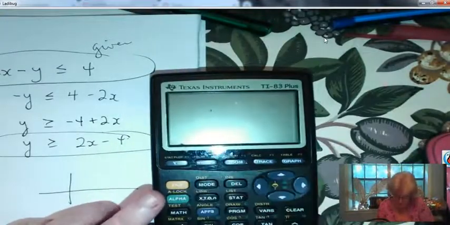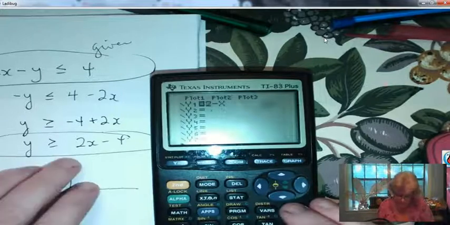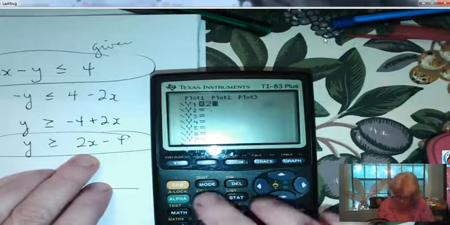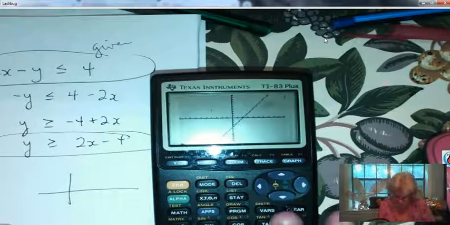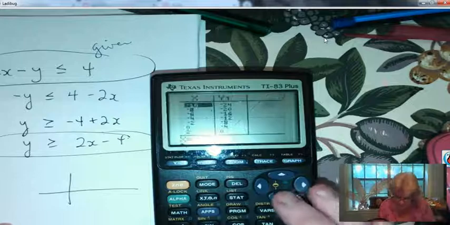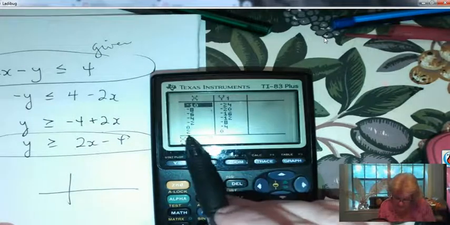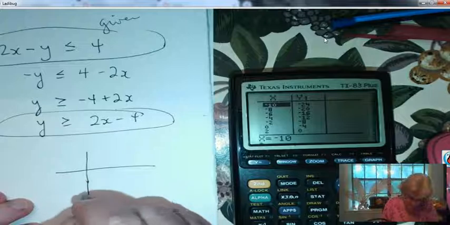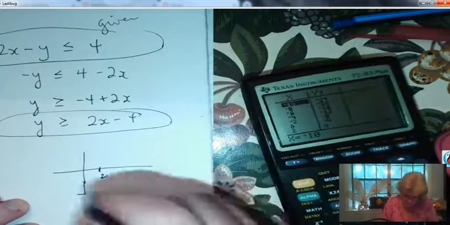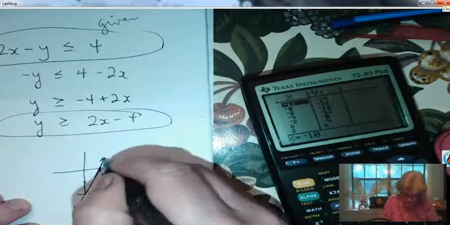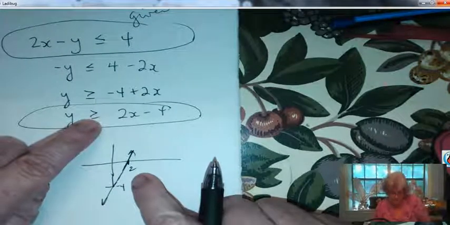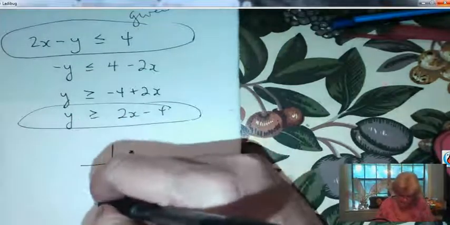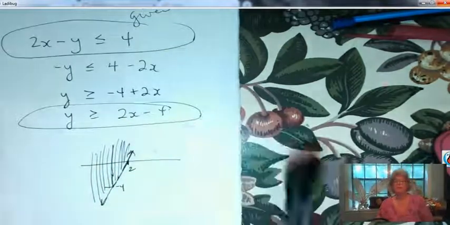Now, where is that line? Let's look at the line. So I'm going to press Y equal. I'm going to clear out my old one, and enter 2x minus 4, and just do a zoom 6. There it is. If I want to see some points, I can see 0, negative 4, and 2, 0. Okay, so that's the line, and I include the line because of the symbol there. So I went on the line and above. So that's what that region will look like.